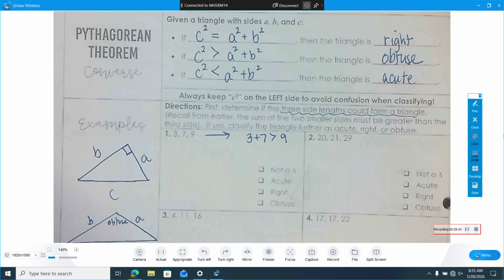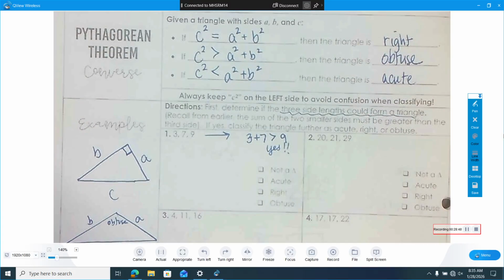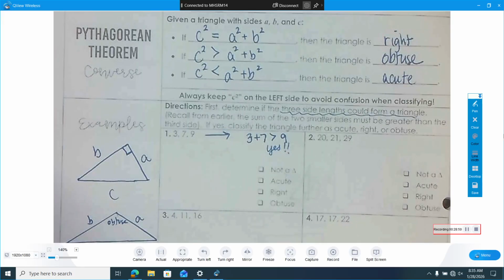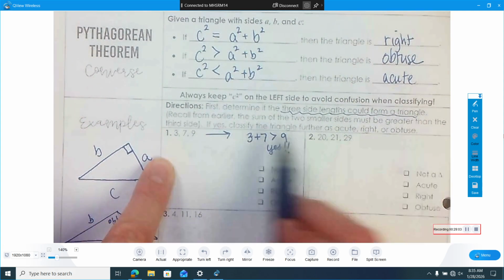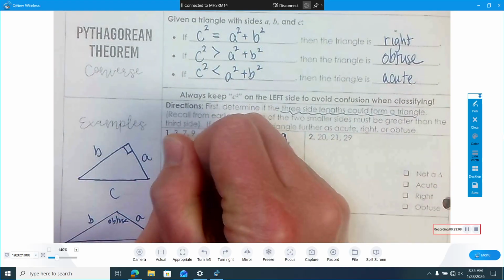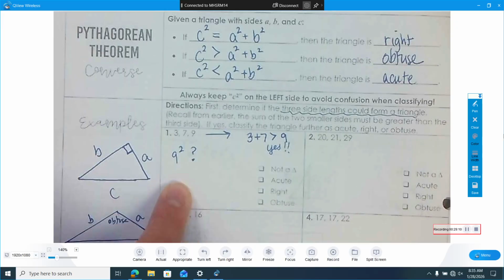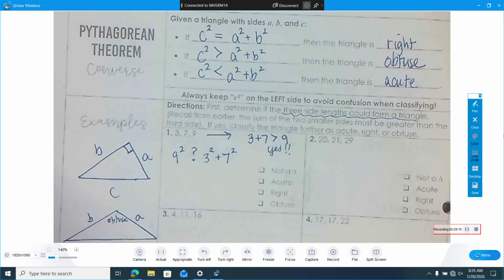Is 3 plus 7 greater than 9? Yes, so we have a triangle that works. That's really important, otherwise those two sides fall flat. It wouldn't have a roof, in other words. Then we want to classify the triangle as acute or obtuse. So I'm going to take my longest side, 9 squared, and I want to know how it relates to the sum of the squares of the other two sides.